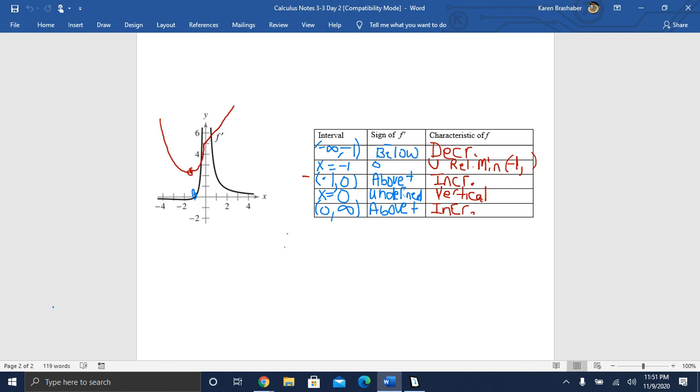So maybe it's a little smoother than that. I might try that again. So we're approaching here, we're going to go vertical and then increasing again. So it's somewhat of an unusual graph. That might be what it looks like. There are other interpretations of it.